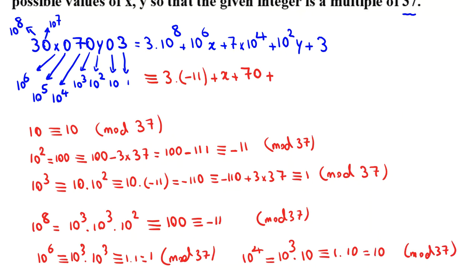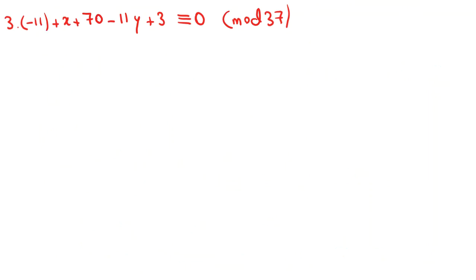100 is, we've calculated here, negative 11. So let me write negative 11y plus 3. The problem says it is a multiple of 37, so you know it is 0 mod 37. So let's only focus on this congruency. Now let's simplify. Negative 33 we have, and 3 here we have. Let me write negative 33 plus 3 plus 70 plus x minus 11y is congruent to 0.